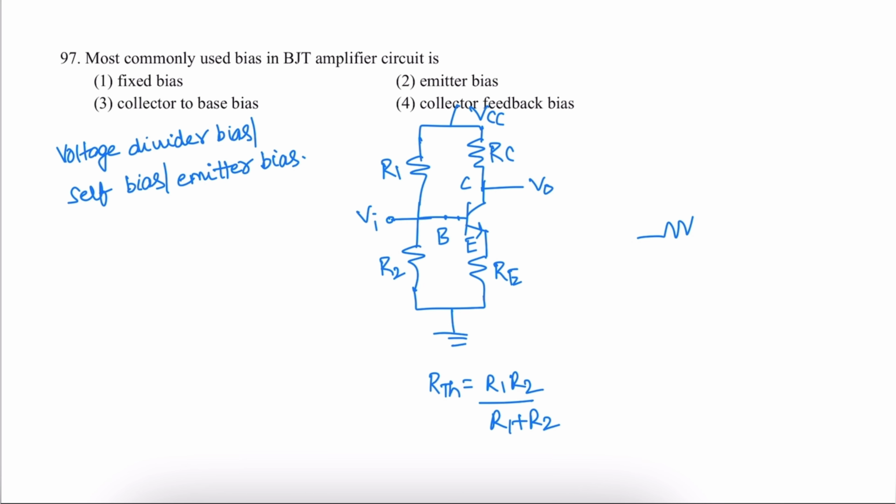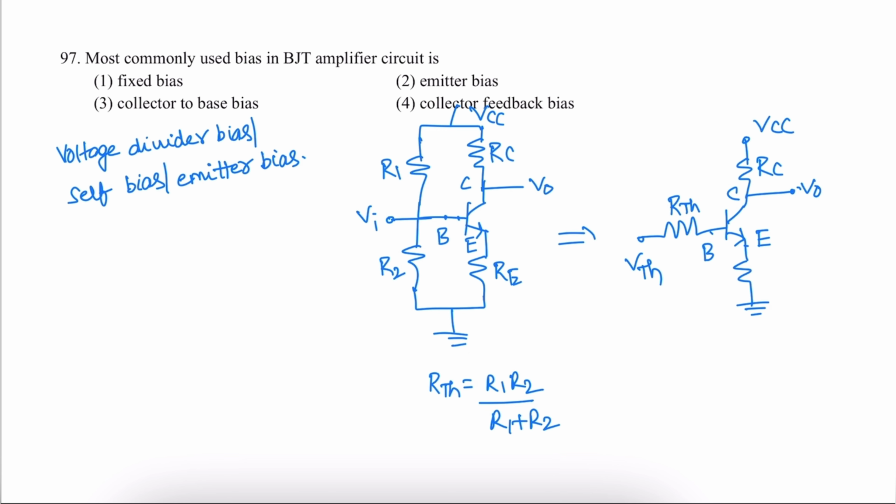So this equivalent circuit we can draw like this. This is resistor RC, voltage source VCC, output V0, input V in, and this resistance is RTH. This is base, collector, emitter. The arrow is away from the base, so it is an NPN transistor. This emitter resistor is connected to ground. And the voltage source is VTH. So this is the equivalent circuit for this.